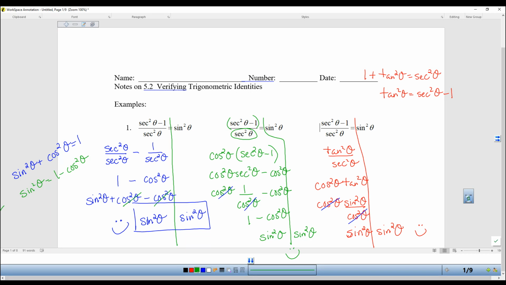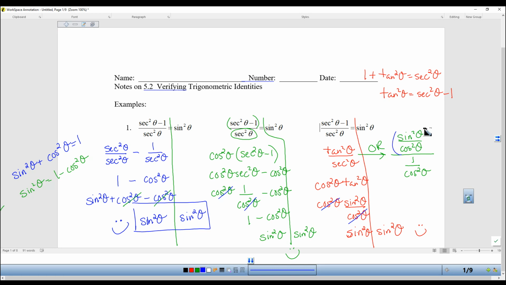Just another note about this complex fraction. If you had changed tangent squared to sine squared over cosine squared, and then you changed your secant squared to 1 over cosine squared, this still wouldn't have been a disaster. You could have either flipped and multiplied. That's a good way to do it.